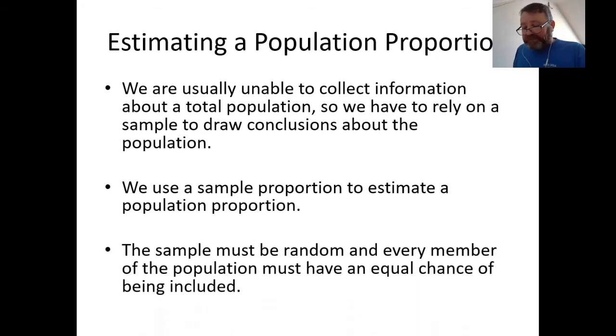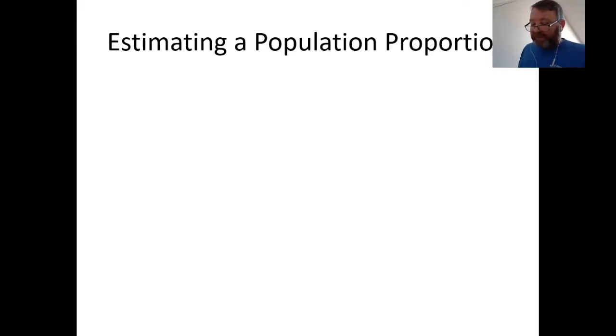Okay, the sample must be random. Every member of the population must have an equal chance of being included. Now, what I'm saying there is that the normal conditions that are laid down for choosing a sample have to be followed. If you can't remember off the top of your head what they were, go back to a previous lesson, have a look and see, how do I choose a sample? What are the various different ways of putting a sample together? But what are the conditions that must be present when you're selecting a sample? If you can't remember them, go back and have a look.